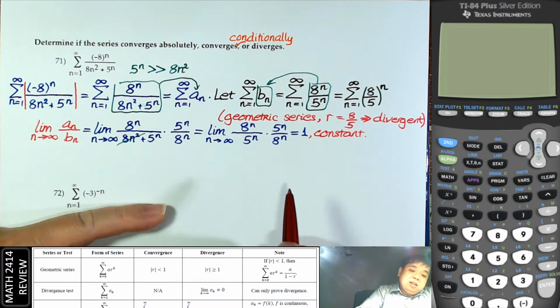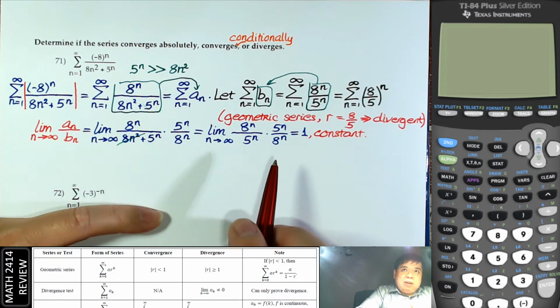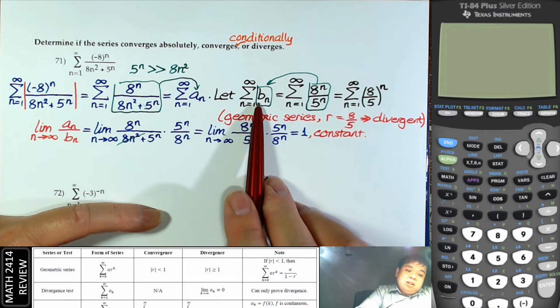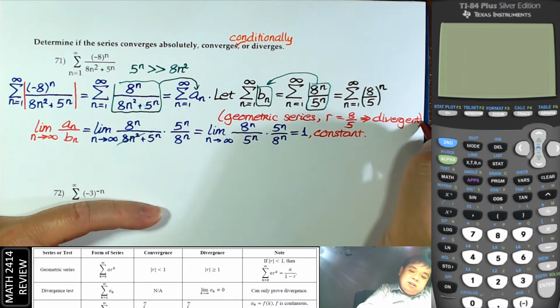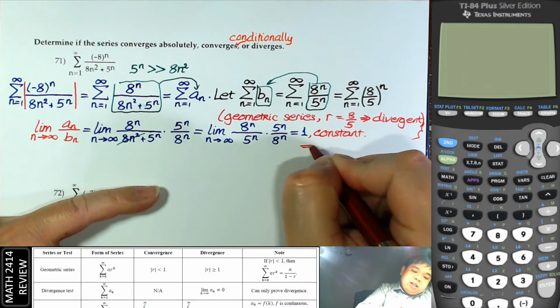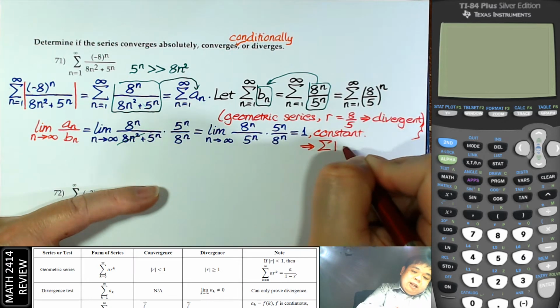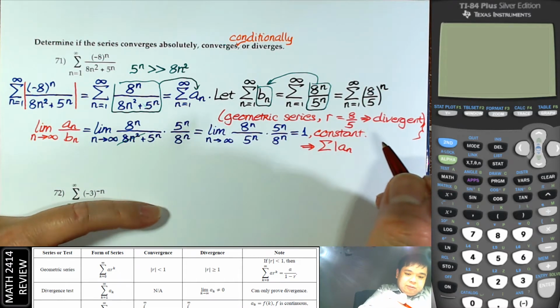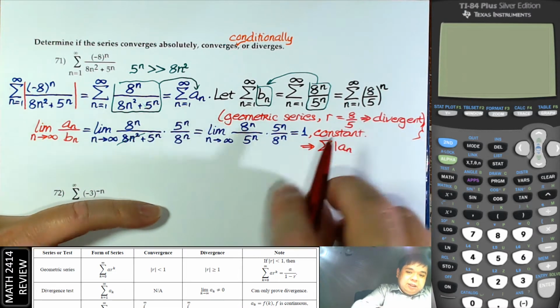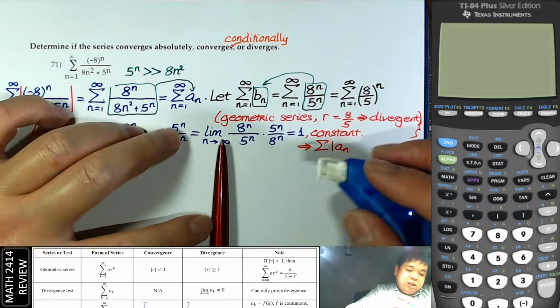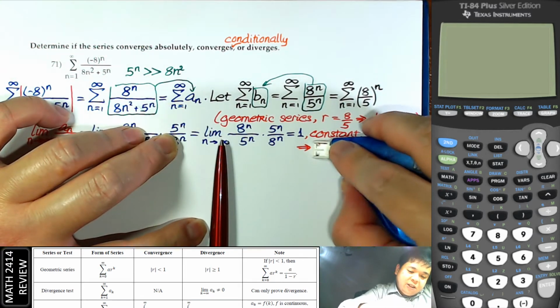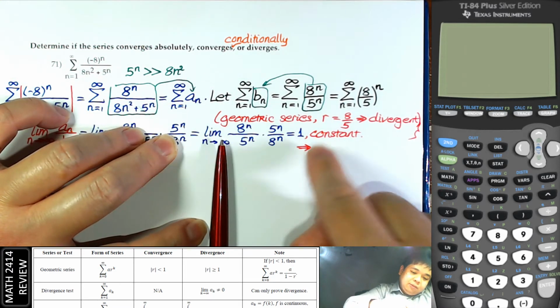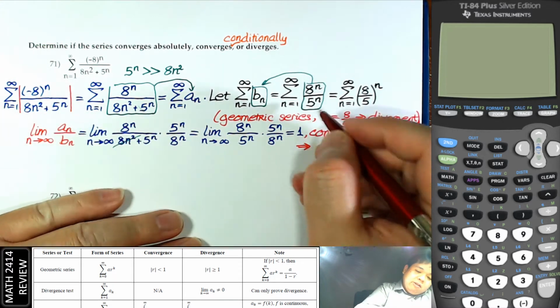So that means a sub n and b sub n have the same behavior. Since b sub n is divergent, we see that a sub n, I'll just say it, the series with an absolute value is divergent. So with an absolute value, it is divergent.